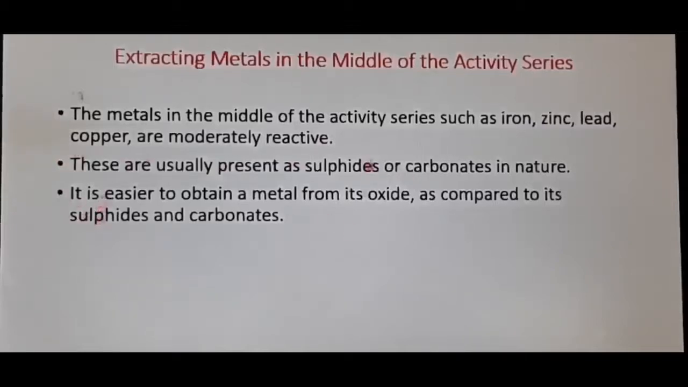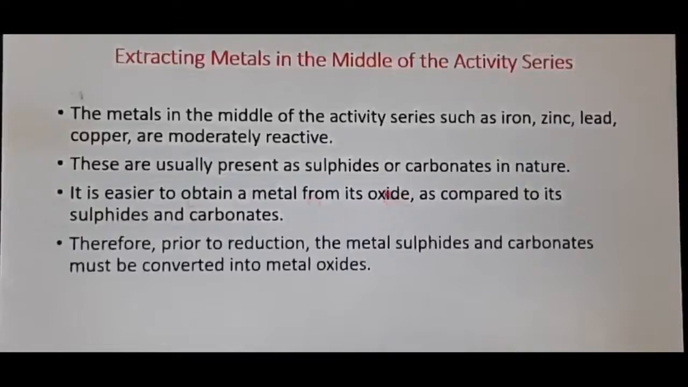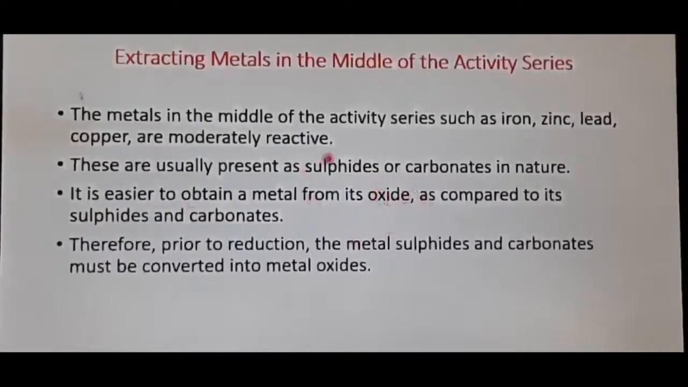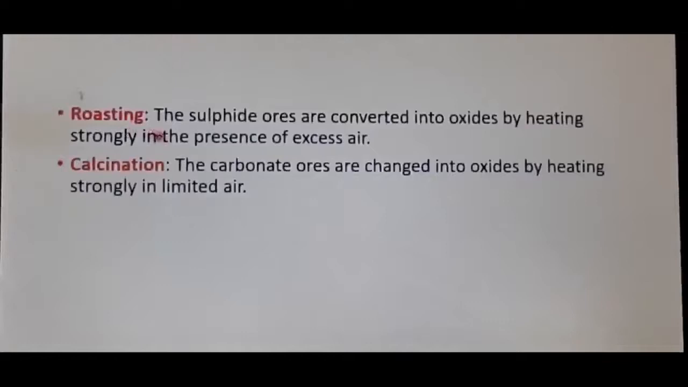So mostly these sulfides and carbonates are converted to their oxides. The reason is that it's easy to extract metal from its oxide rather than from its sulfides or carbonates. So that's why we have discussed 2 processes also, roasting and calcination. See, if any ore is in the form of sulfide, the sulfide ore is converted into its oxide by heating strongly in the presence of excess air. So this process is roasting. So basically you have to remember, when sulfide ore is converted into its oxide, that process is known as roasting.